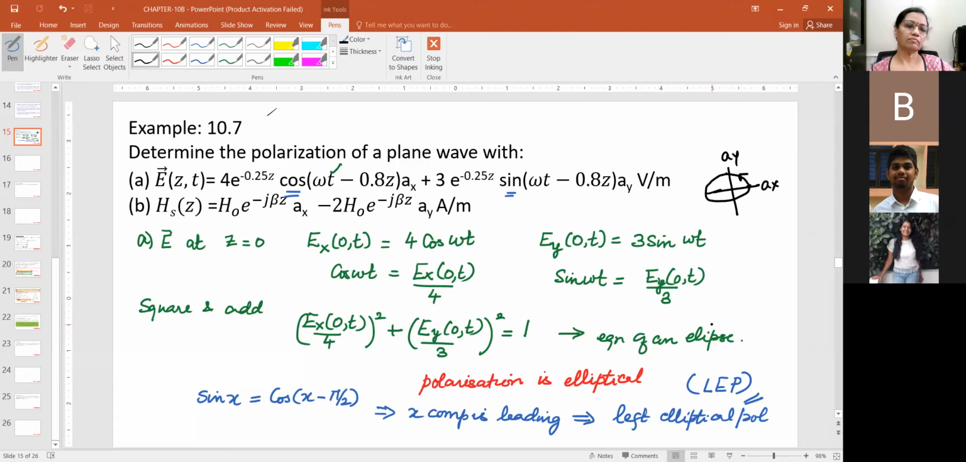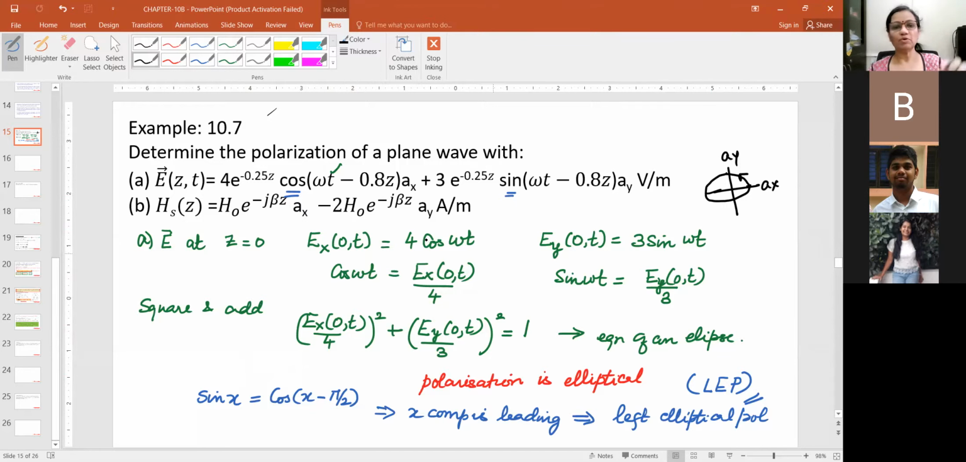No doubts. Okay. So next, let us do the next part. And please remember, polarization, we always talk with respect to the electric field, not with respect to the magnetic field. We never discuss with respect to the magnetic field. Okay. So now let us look at the next problem.